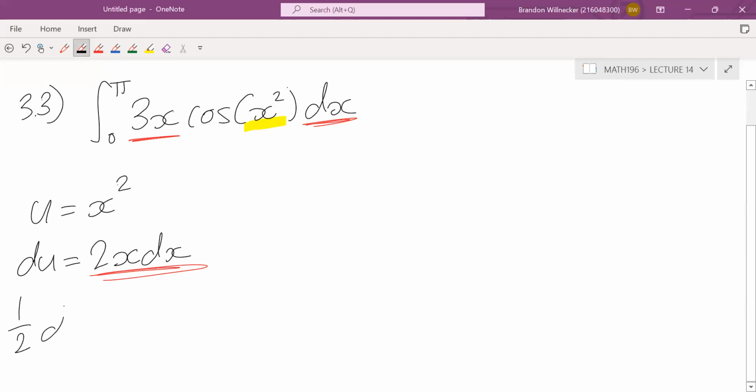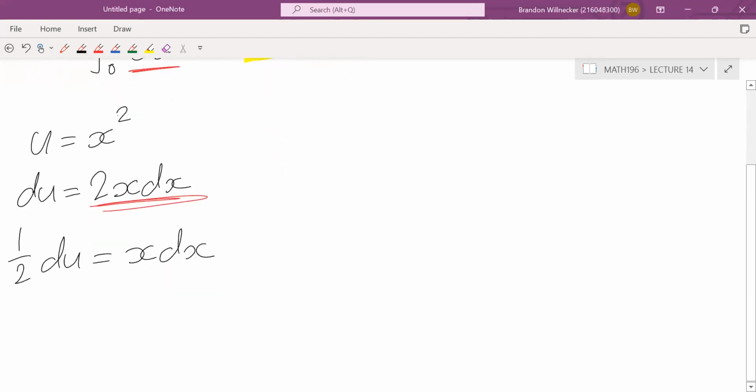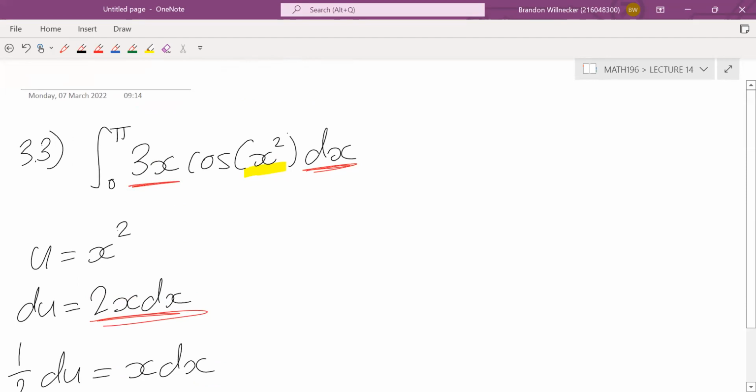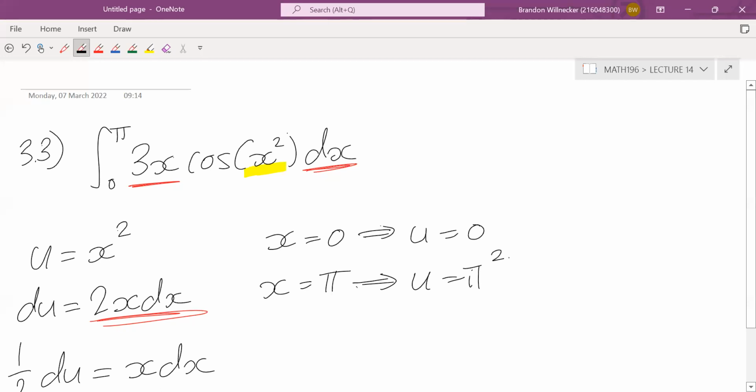So we just do a bit of algebra. So 1/2 du is x dx. So 3/2 du is going to be 3x dx. And that's what we want. Now, if we change the bounds, if x is equal to 0, then the new lower bound is also going to be 0. And if x is equal to pi, then the new upper bound is going to be pi squared.